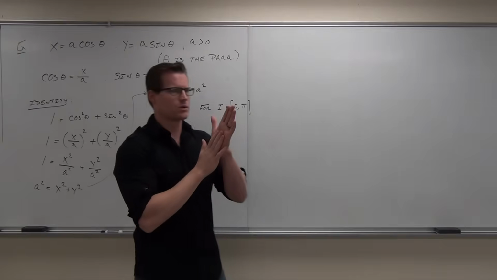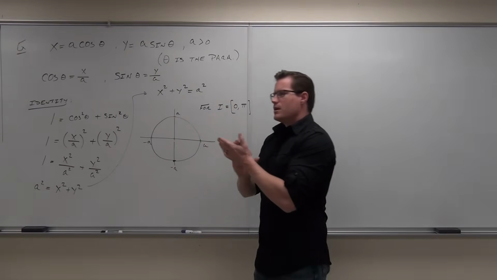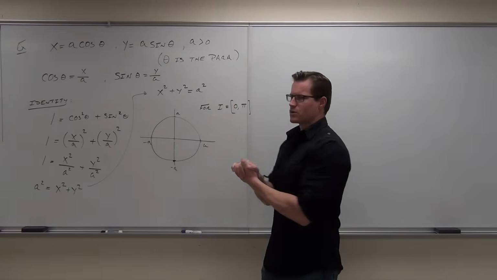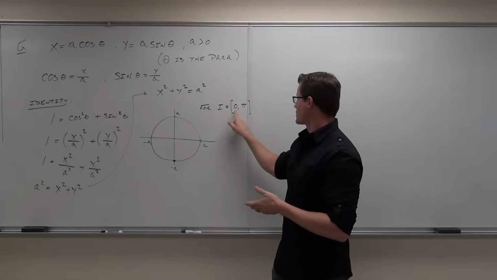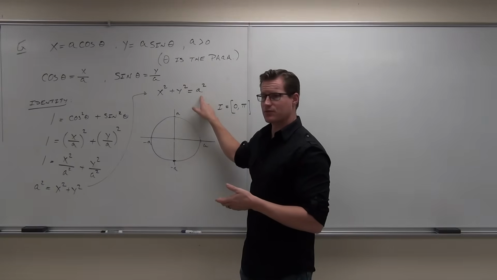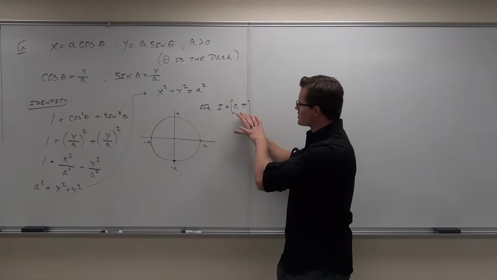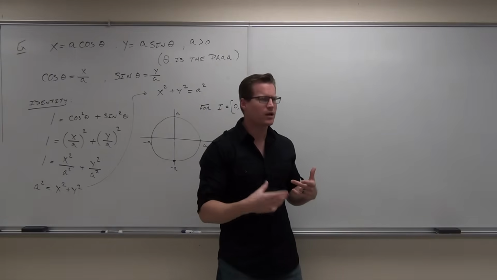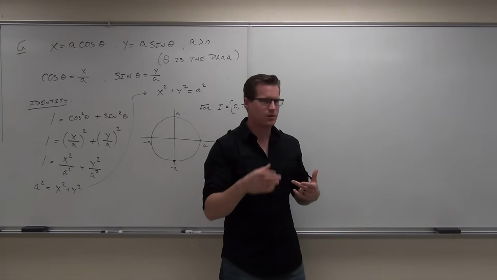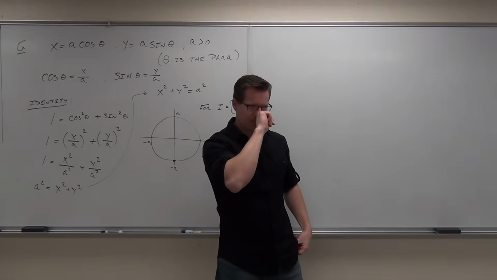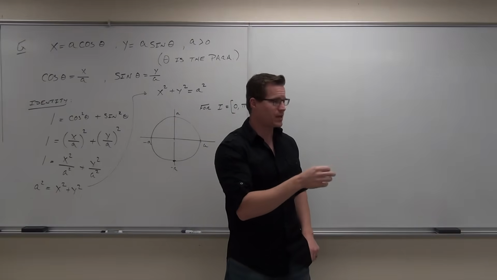For the interval 0 to pi. Here's my question. If I give you the interval 0 to pi, am I asking you to plug in 0 for x and y or a? Am I asking for that? What is the 0 to pi? What's it relating to? What variable up here? Not time in this case. The direction. Theta. It's relating to theta, the parameter.